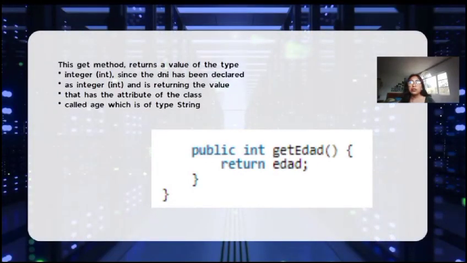This get method returns a value of type integer, int, since the age has been declared as integer int, and it returns the value that has the attribute of the class called age, which is of type int.